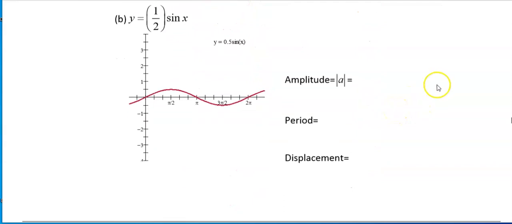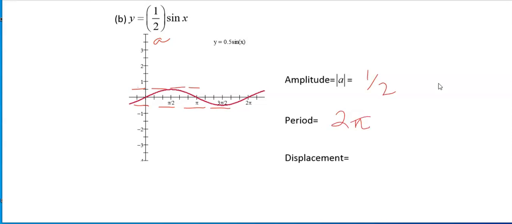Here's another example. y equals 1/2 times the sine of x. There's your A in front, right? Well, look at that graph. Now you can see that it only goes up as far as 1/2 and down as far as negative 1/2. You see that? So in this case, the amplitude is 1/2. But the period has not changed. It's still 2 pi, and the displacement is still 0. And that would be true even if you put the cosine in there instead of sine. Same thing would be true.